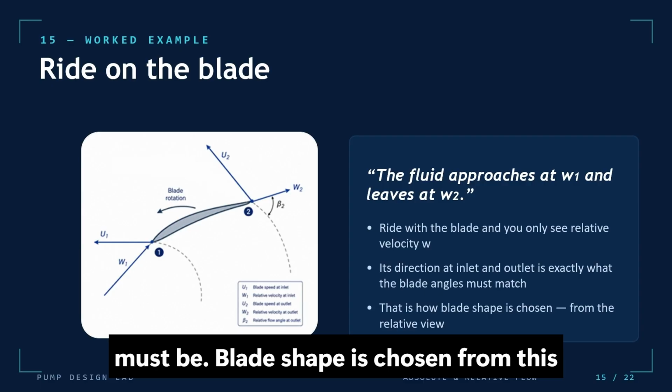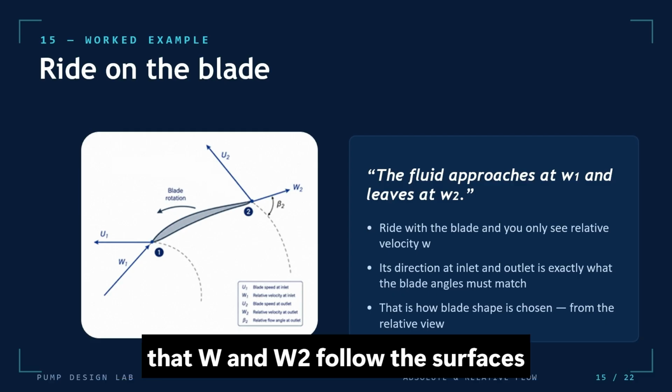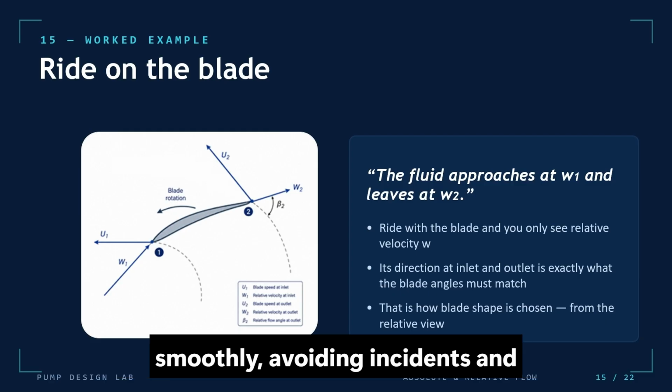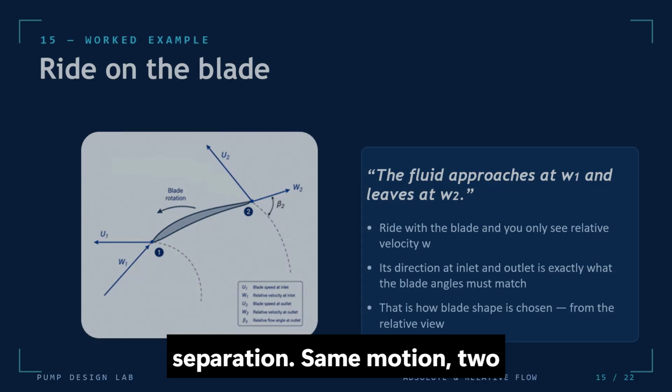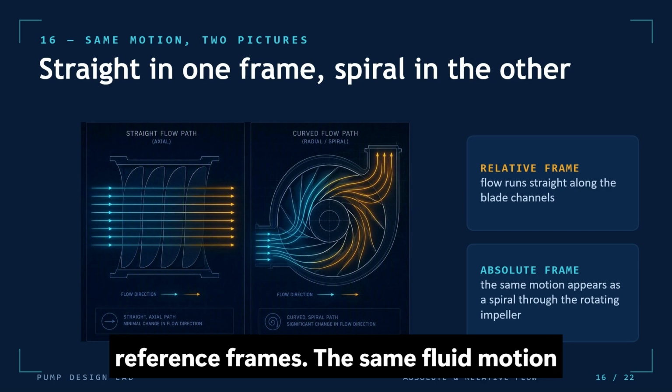Blade shape is chosen from this relative view. We design the blade so that W and W2 follow the surfaces smoothly, avoiding incidence and separation. Same motion, two pictures. Now connect all this back to reference frames.